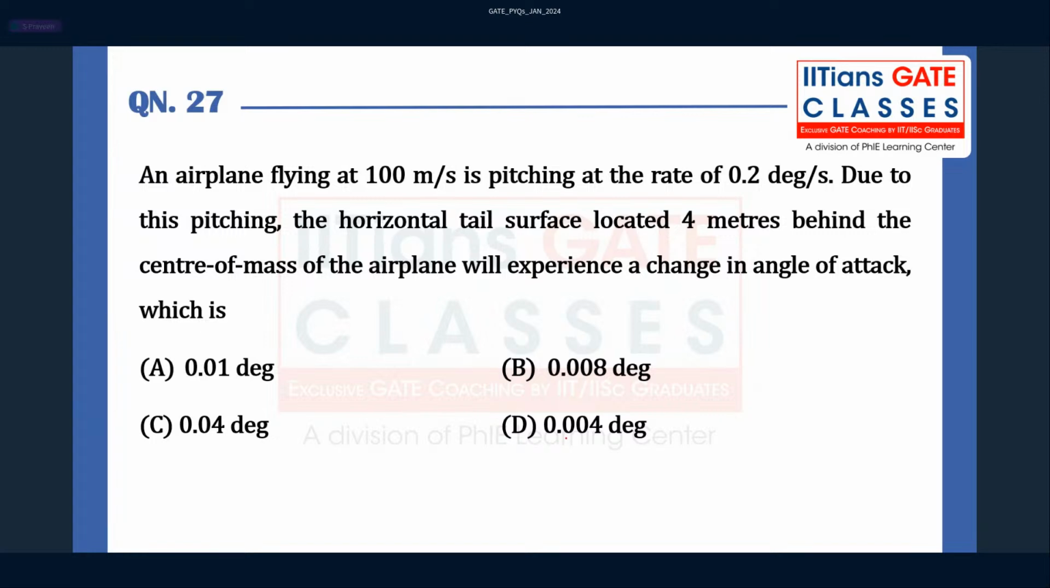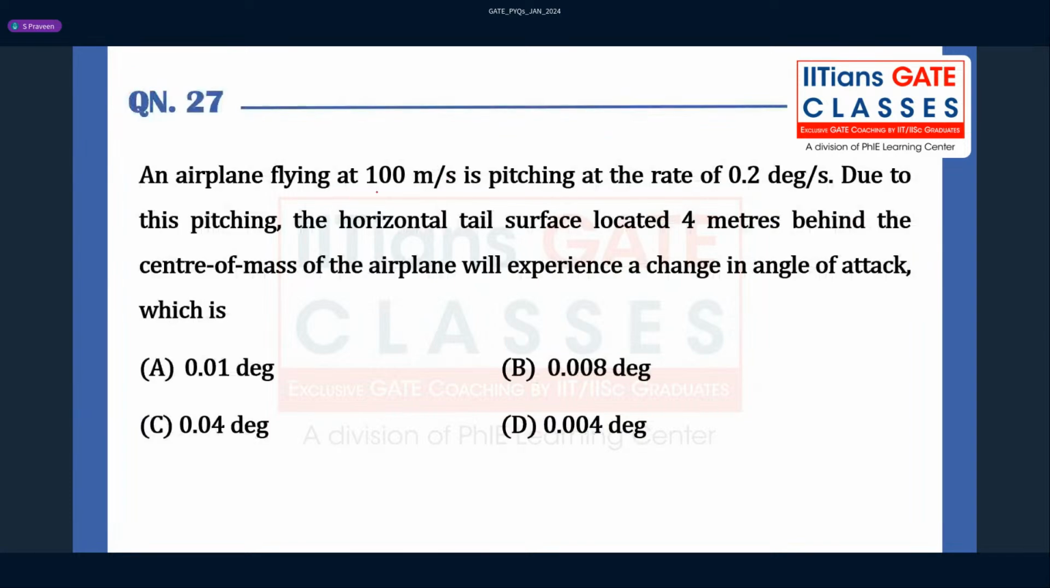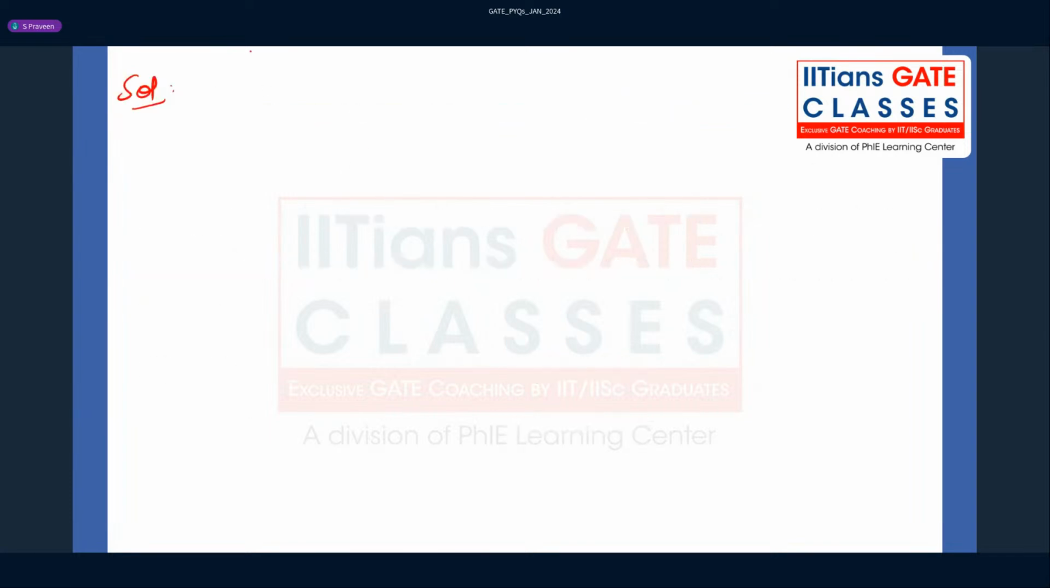Right? Okay, let's try to do this again. Let's infer from the data what is given. Airplane flying at 100 meter per second. Okay, so my V infinity is 100 meter per second. He's saying it's pitching at the rate of 0.2 degrees per second. So my q is 0.2 degrees per second. Next, the LT is given as 4 meter. Right. So which means what?